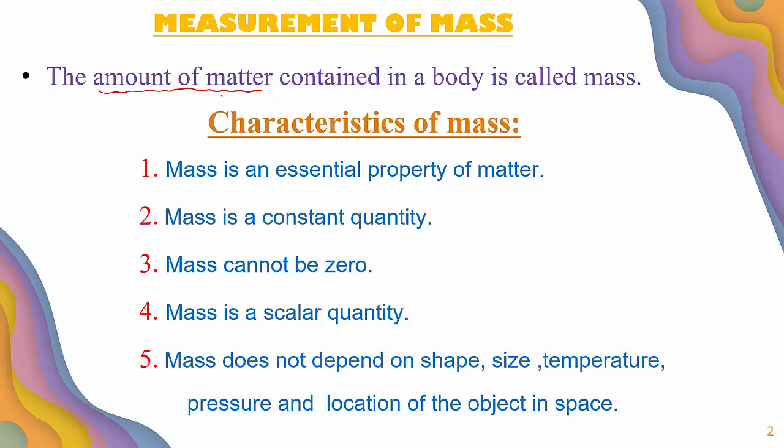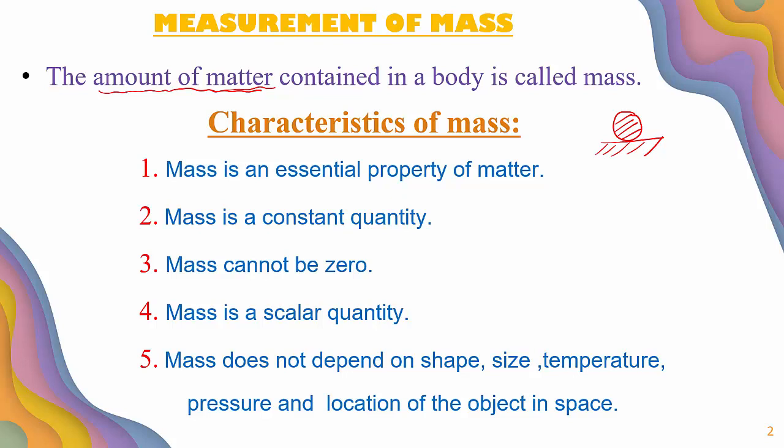So what do you mean by matter? What is matter? Matter is anything that occupies space and has mass. We can call it as matter. If I am going to consider any object, if this object is occupying certain space and having certain mass, then we can call it as matter. Matter contains atoms, atoms contain protons, electrons, neutrons. So here the amount of matter we can call it as mass. Is it clear what is mass? The amount of matter contained in a body is called mass.